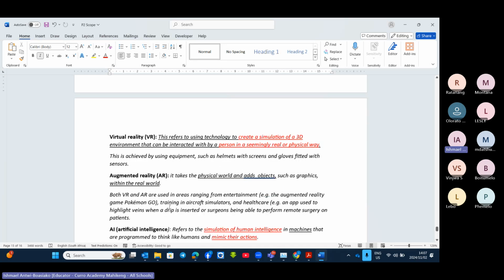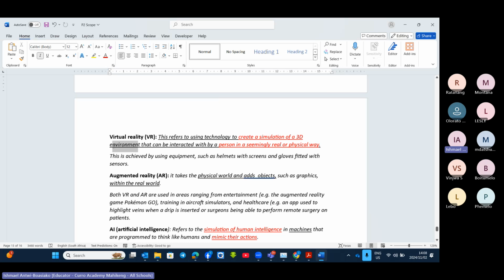Then VR. The definition of VR is using technology to create a 3D simulation as if you are in the physical world. So I've changed the font for the keywords here. Creating a simulation of a 3D environment.